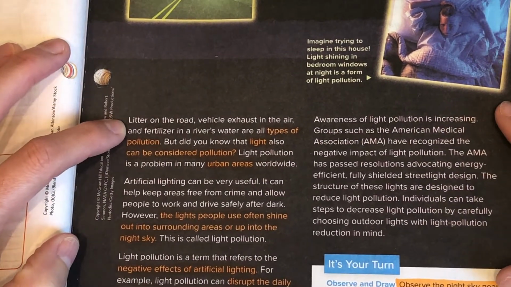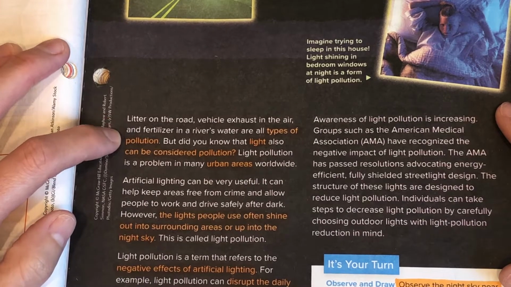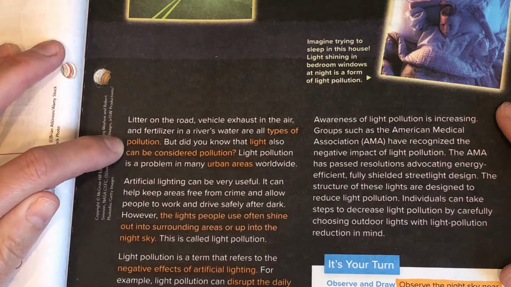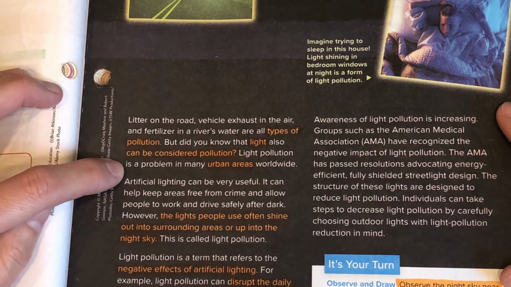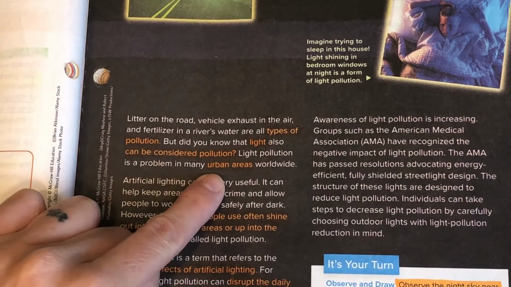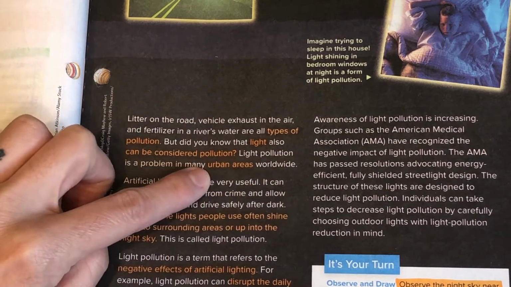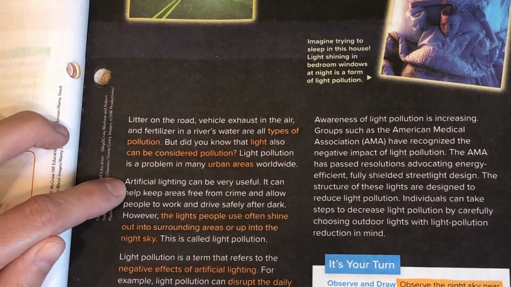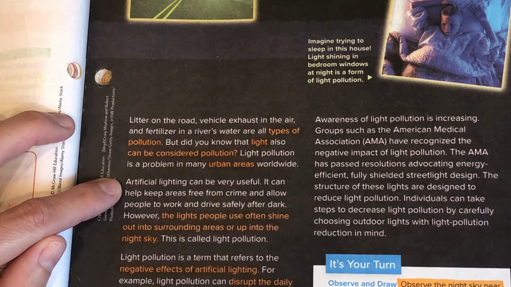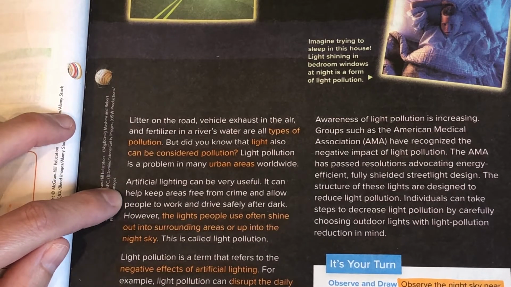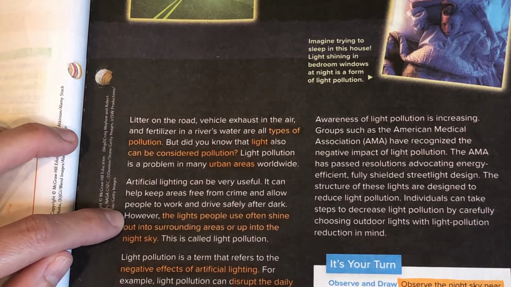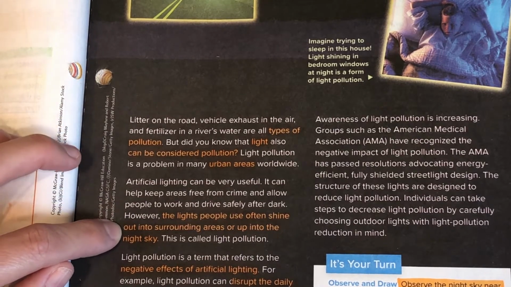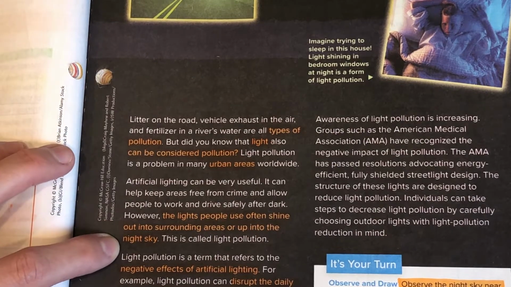Litter on the road, vehicle exhaust in the air, and fertilizer in the rivers are all types of pollution. But did you know that light can also be considered pollution? Light pollution is a problem in many urban areas worldwide. Urban means where there's people living. Artificial lighting can be very useful. It can help keep areas free from crime and allow people to work and drive safely after dark. However, the light that people use often shines out into surrounding areas or up into the night sky, and this is called light pollution.